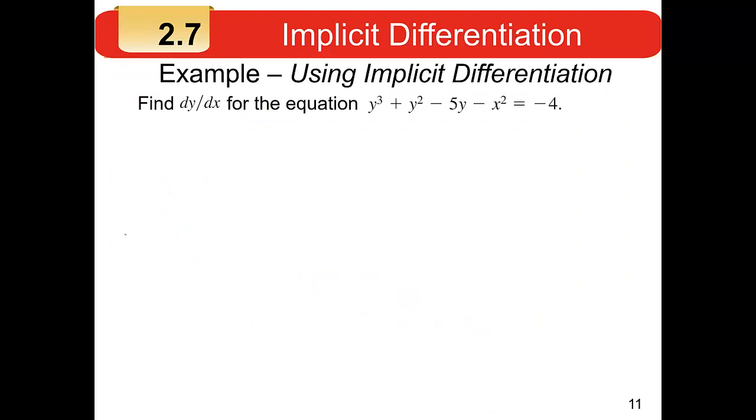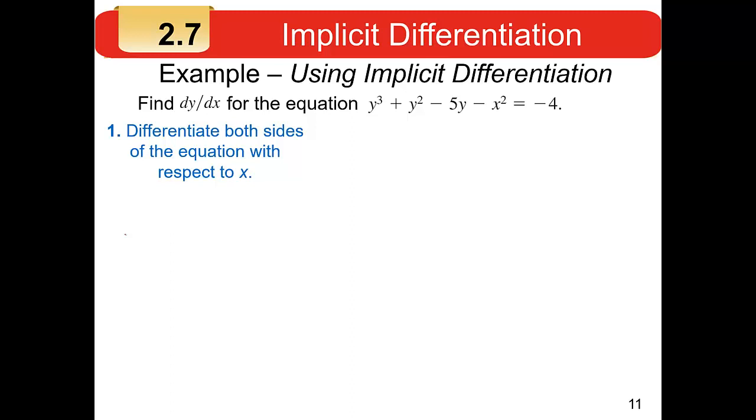Okay, I'm ready to finally work a problem which I've tried to build up to. I've taken all this time to try to build up to this. So let's find dy over dx for the equation y cubed plus y squared minus 5y minus x squared equals minus 4. You've got a multi-term expression, so you can take the derivative term by term.